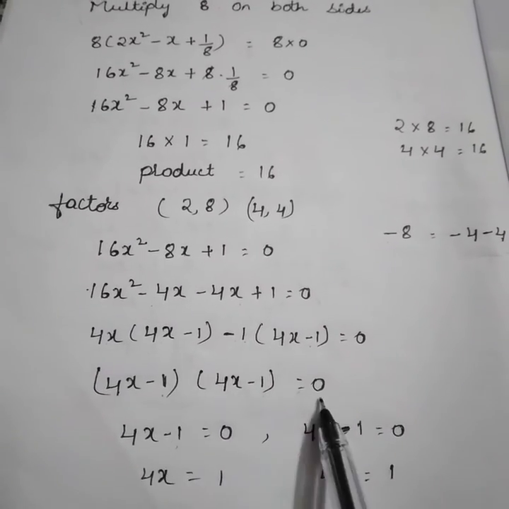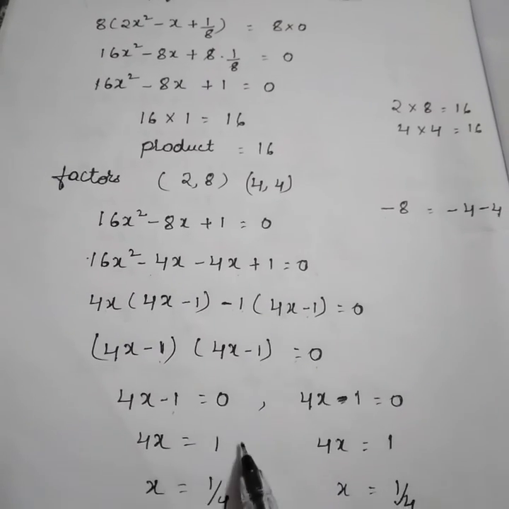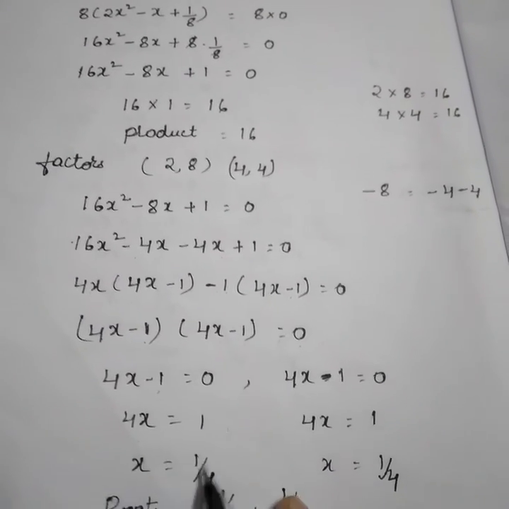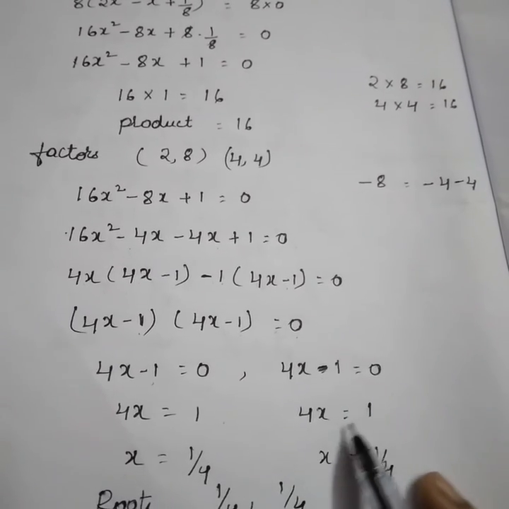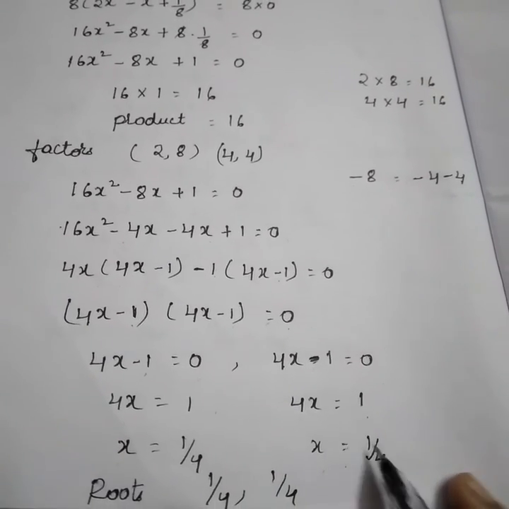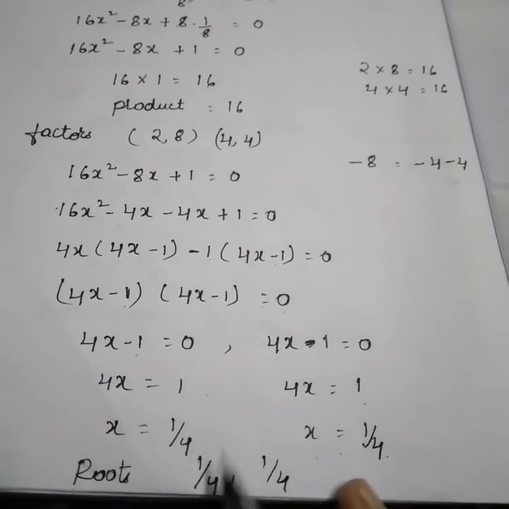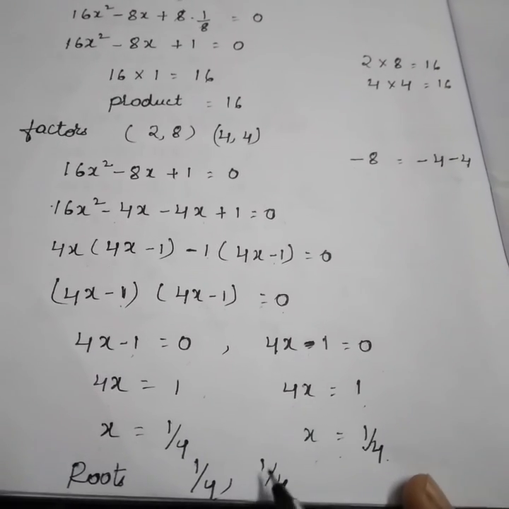4x minus 1 is equal to 0. 4x is equal to 1. x is equal to 1 by 4. Here also 4x minus 1 is equal to 0, 4x is equal to 1, x is equal to 1 by 4. Roots of the given equation are 1 by 4, 1 by 4.